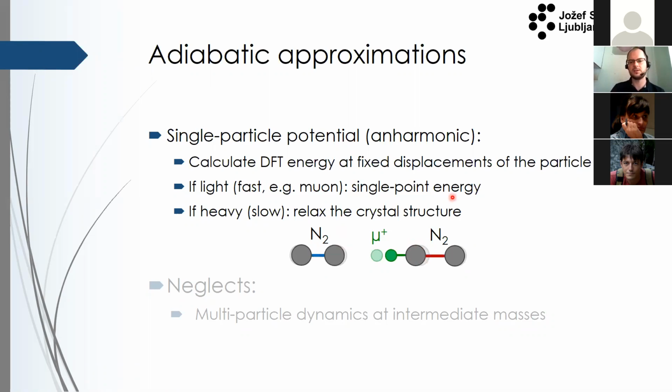So either we calculate the single point energy for each displacement, or we relax the whole crystal structure for each displacement. And these are the two limits that should be correct in the limit of extremely light or extremely heavy muons. What we neglect is all the multi-particle dynamical effects at intermediate masses, where the natural frequency for the muon vibrations is the same as the natural frequency of N2 vibrations, for example. That is not described by the single particle approximation.